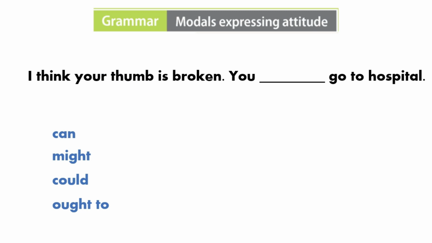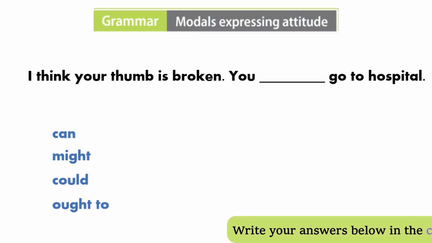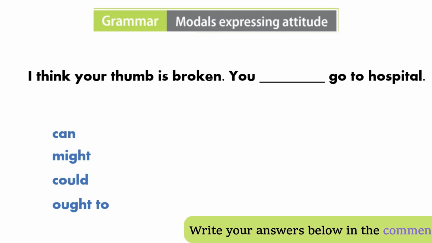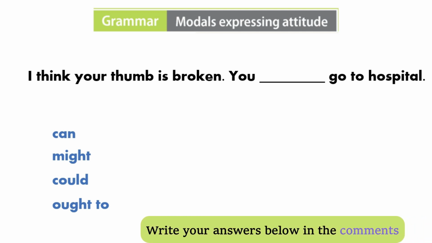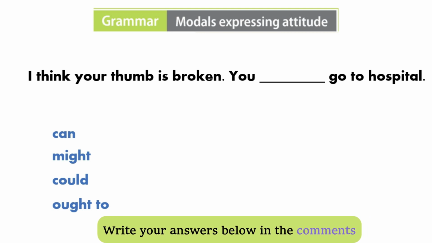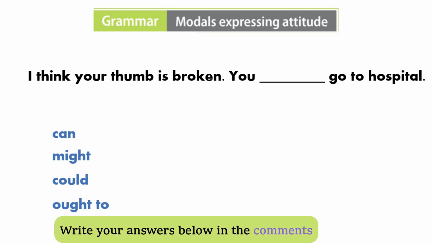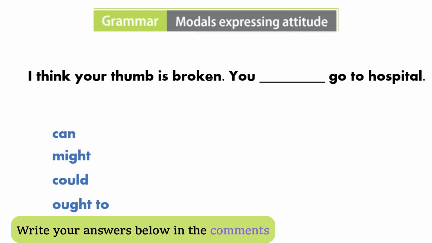I think your thumb is broken. You blank go to hospital. Can you guess the modal that we should put in that space? Is it can, might, could, or ought to? Look at the context of the sentence. Is it a prohibition type modal we need? Is it suggestion? Is it obligation? Or is it possibility maybe? What type of modal do we need to fill in this space?